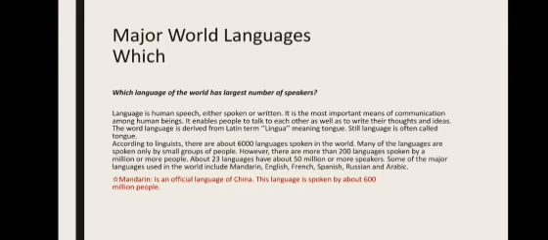According to linguists, there are about 6,000 languages spoken in the world. Many of the languages are spoken only by a small group of people. However, there are more than 200 languages spoken by millions or more people. About 23 languages have about 50 million or more speakers.